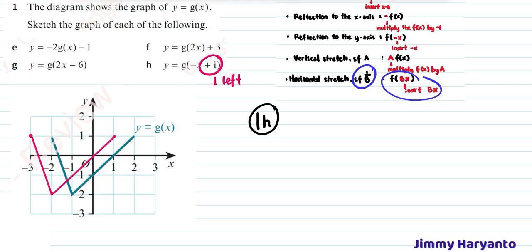And then next is negative x. Negative x is this one, reflection to the y-axis. So you need to reflect the red one to the y-axis. This point will become this one. This point will become this one. And this point will become this one. And then you connect them. There you go. This is 1h.